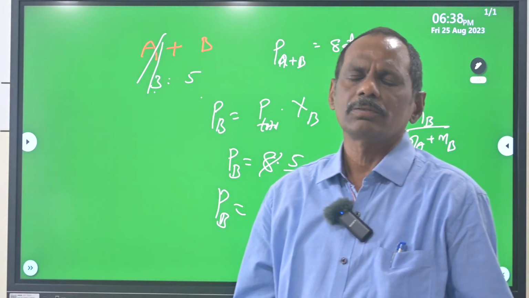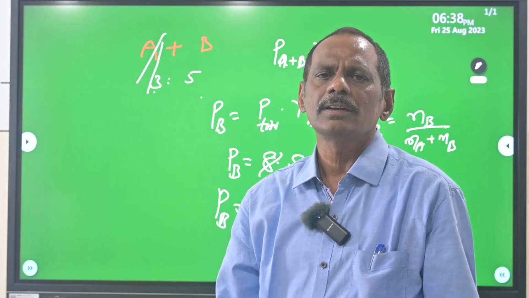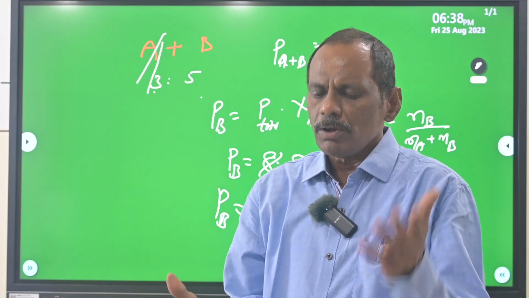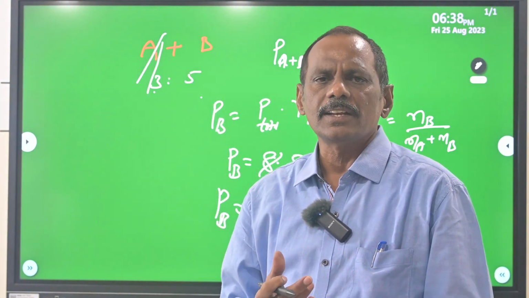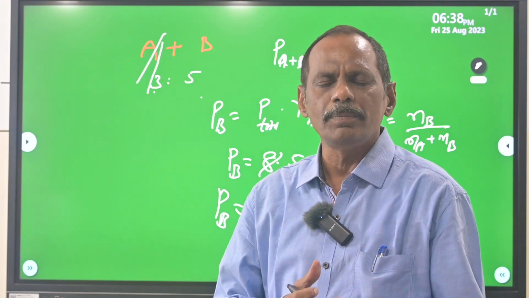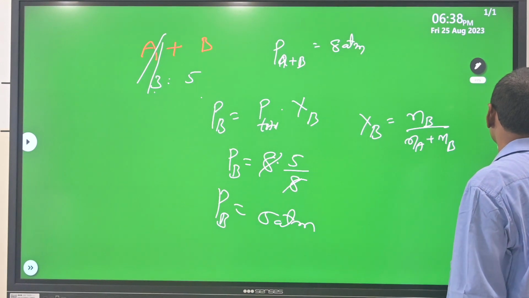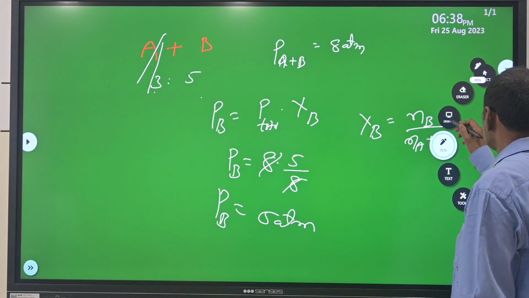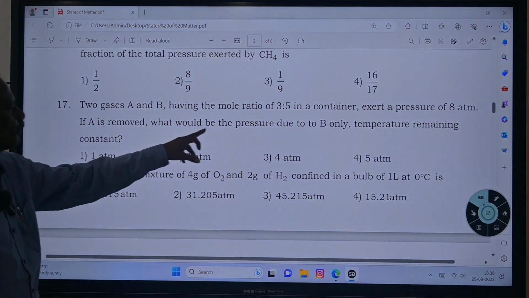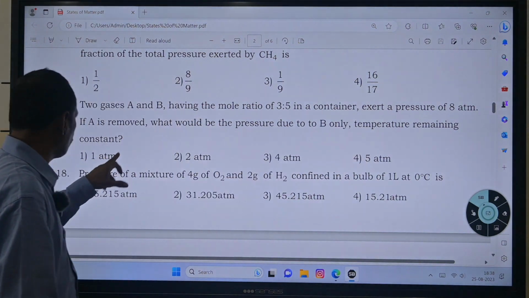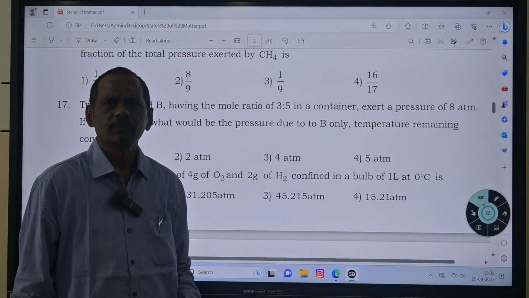If A is completely removed from the container, then only B remains in the vessel. So, if only B gas is present in the vessel, then the pressure exerted by B is called its partial pressure. So, its partial pressure is 5 atmospheres. Let us see the answers. If two gases A and B, what would be the pressure of B only, temperature remaining constant? Options: 1 atmosphere, 2 atmospheres, 4 atmospheres, 5 atmospheres.